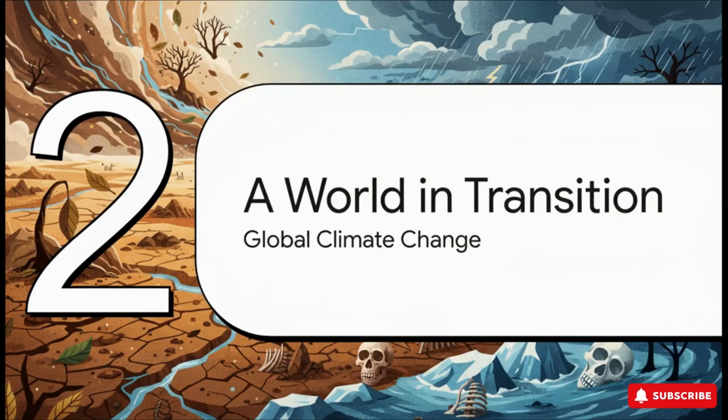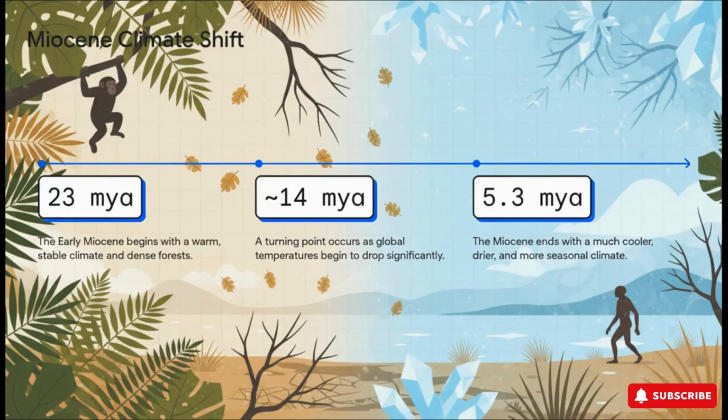But these golden ages rarely last. The planet itself began to change, entering a period of massive transition. And the driving force behind it all was global climate change. This timeline really shows you just how dramatic that shift was. The epoch kicks off warm and stable. But then, right around 14 million years ago, we hit a major turning point. Global temperatures started to fall, and they fell significantly. By the end of the Miocene, the world was a much cooler, drier, and more seasonal place.